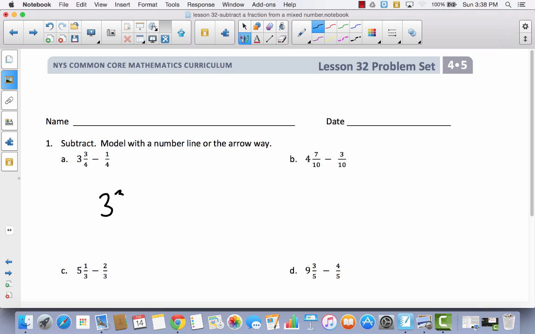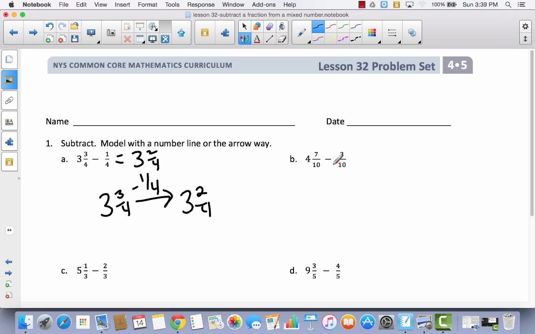So I've got 3 and 3/4, and I'm going to take away 1/4. Well, that's just going to leave 3 and 2/4. Okay, so that's pretty easy to model with an arrow way. That's pretty easy to think about. All I did was just take away 1/4 from these 3/4 and I'm left with 2/4, okay?